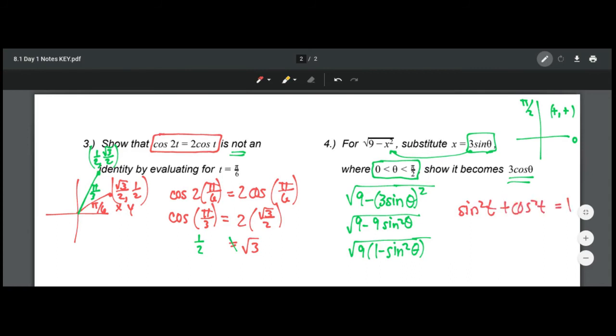And if we were to solve for cosine squared t, we would get 1 minus sine squared t. And so we could substitute the 1 minus sine squared t. We know that theta and t are the same thing because it's just any angle. So this binomial would become cosine squared of theta times 9. And we still need to take the square root of that. So when you take the square root, it's just positive anyway, and it will give me 3 cosine of theta.